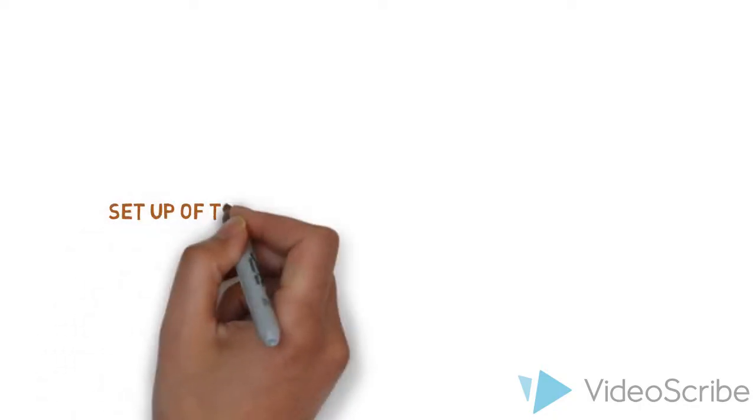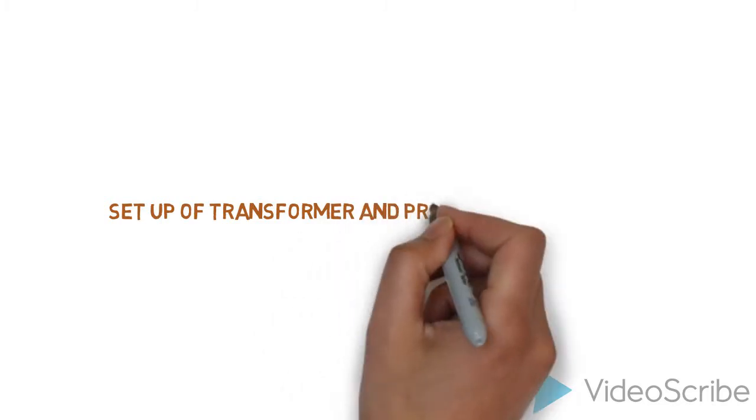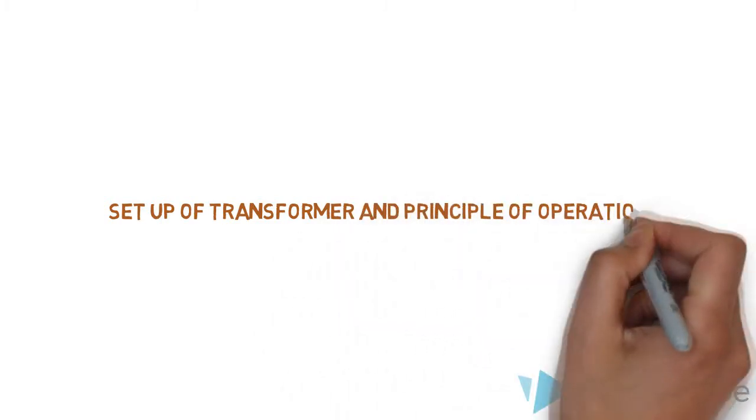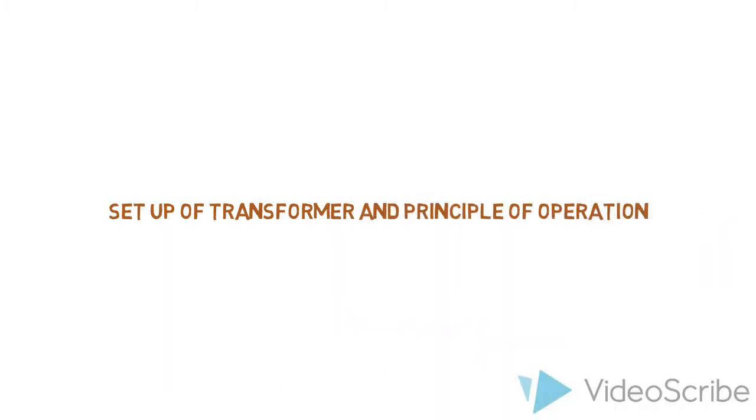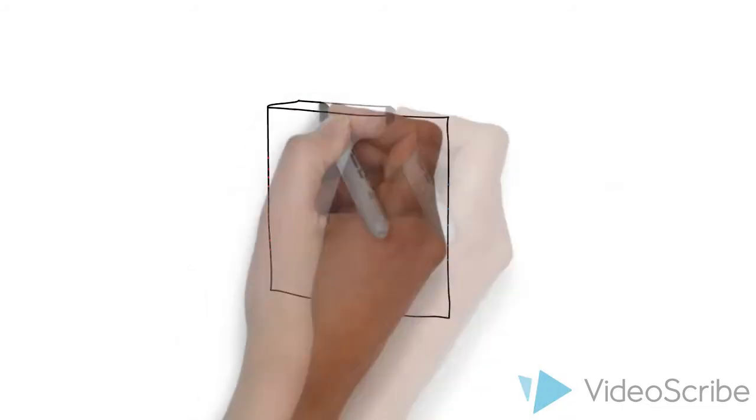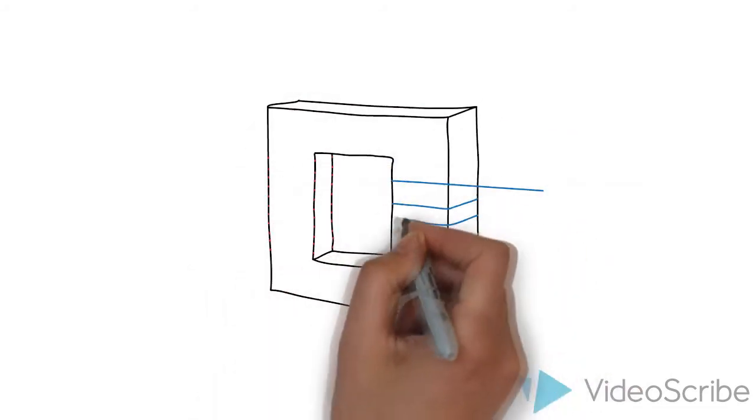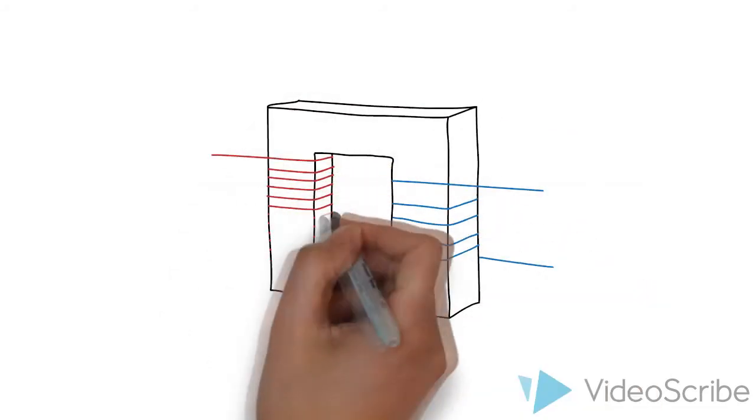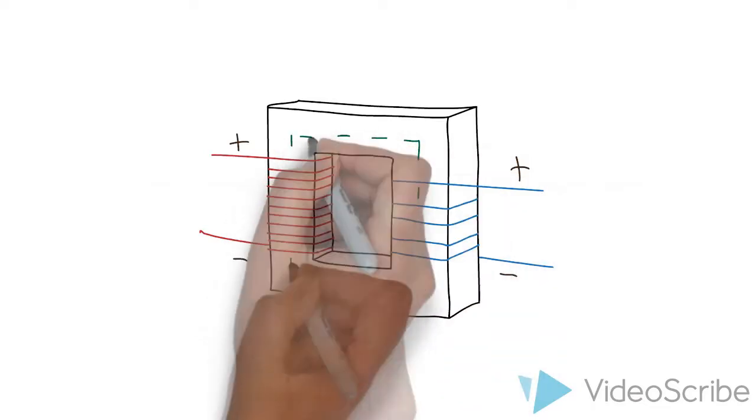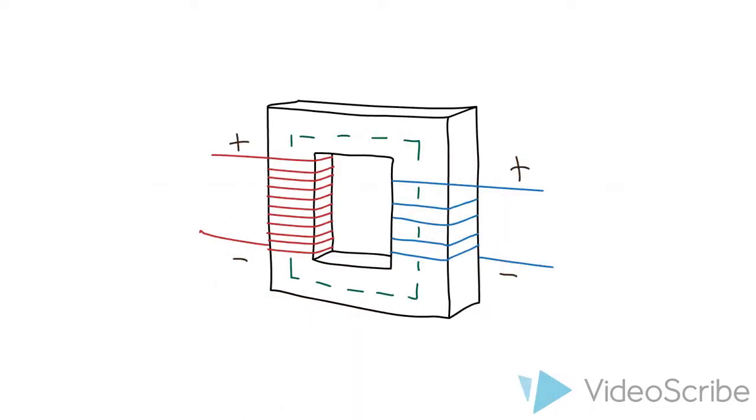What's up guys, now I'm going to be talking about the setup of a transformer and its principle of operation. So the setup of a transformer is relatively simple. It just consists of a soft iron core with two coils of insulated wire wrapped separately around it, each coil having a different number of turns or loops depending on whether it's a step up transformer or a step down transformer.